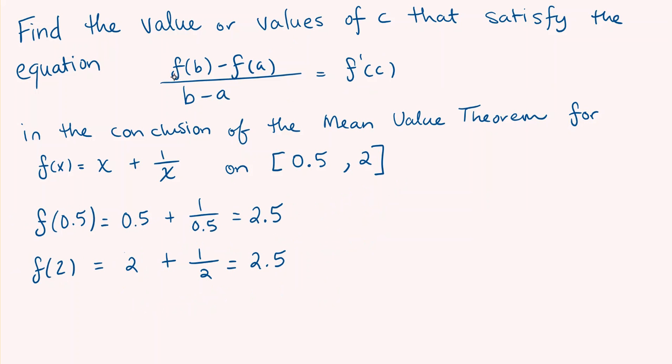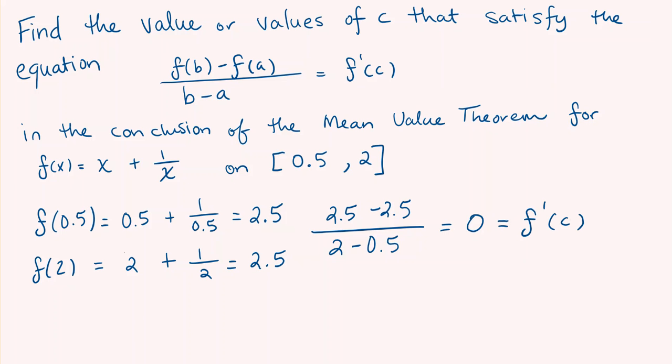First we want to find the output values at both endpoints. I calculated that here. The function value at 0.5 is 2.5. The function value at 2 is also 2.5. Then we find the slope between these 2 points by taking the output value minus the other output value: 2.5 minus 2.5, all divided by 2 minus 0.5. The top is 0, so overall this value is 0, but by the mean value theorem, that equals the value of the derivative at some point c. So our goal is to find what c makes the derivative equal to 0.